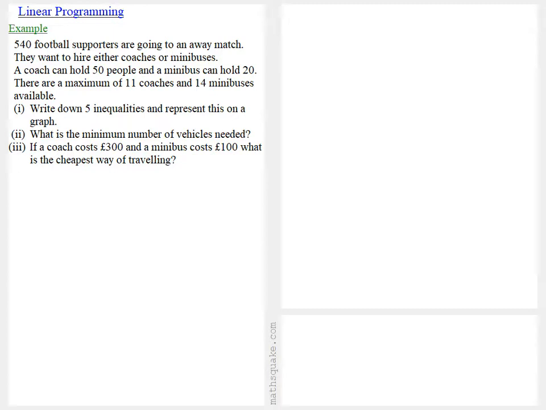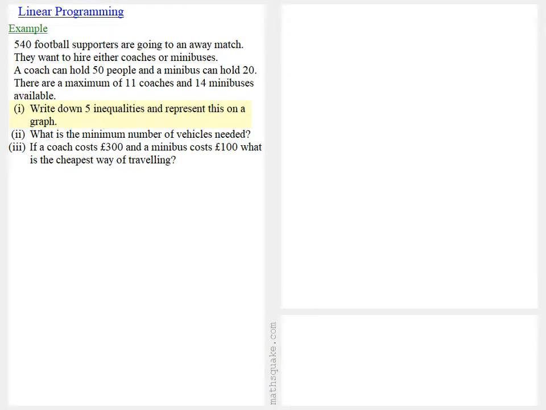540 football supporters are going to an away match. They want to hire either coaches or minibuses. Now, a coach can hold 50 people and a minibus can hold 20 people. There are a maximum of 11 coaches and 14 minibuses available.